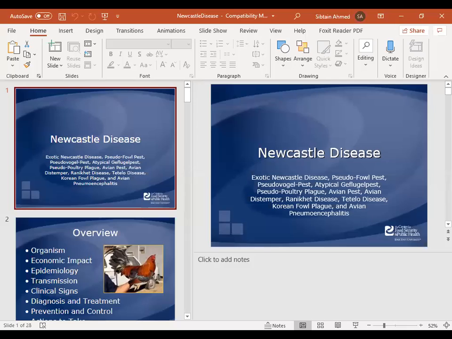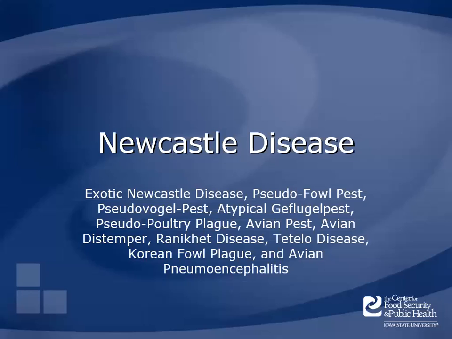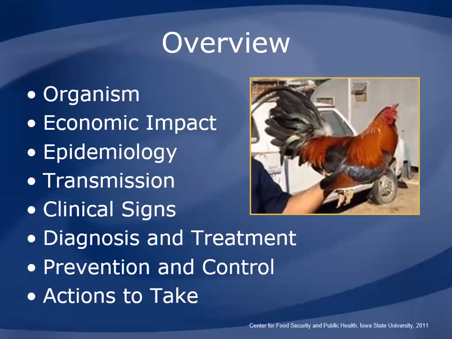Bismillahirrahmanirrahim. The disease which I'm going to discuss next is Newcastle disease. It's also a disease of poultry, also known as avian pneumoencephalitis, Ranikhet disease, very famous, avian pest, pseudofowl pest, exotic Newcastle disease. These are all different names of this disease.